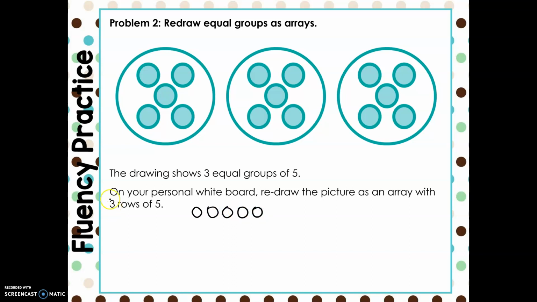And we need 3, so I need to add another 1, 2, 3, 4, 5. There's another row of 5, but I'm not done because I need 3, so I need to add one more. 1, 2, 3, 4, 5. Now I have my 3 rows of 5, and this is my array.